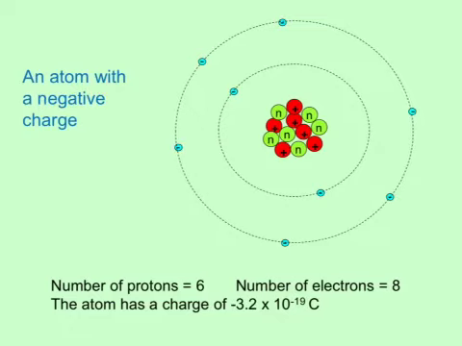An atom with a negative charge. This atom here has 6 protons, but 8 electrons. It has gained 2 extra electrons. So the atom has a charge of this much, which is a combined charge of 2 electrons.